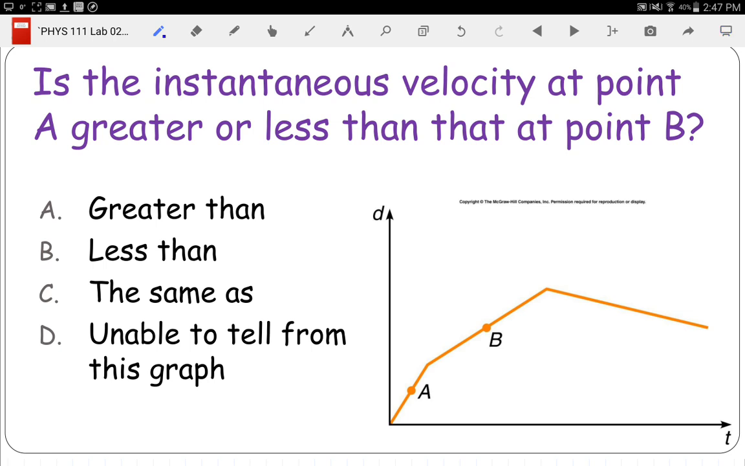Okay, is the instantaneous velocity greater or less at A compared to B? The instantaneous velocity means the slope at a single point. So which one is higher speed, here or here? Just to make sure it's clear, this means A is faster. This means A is slower.